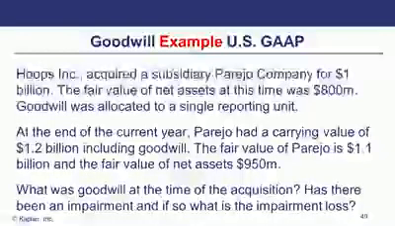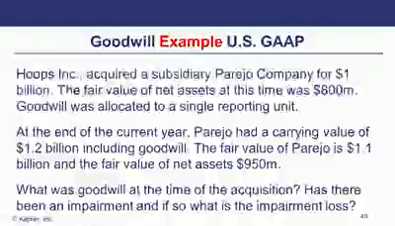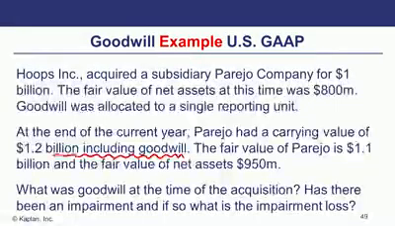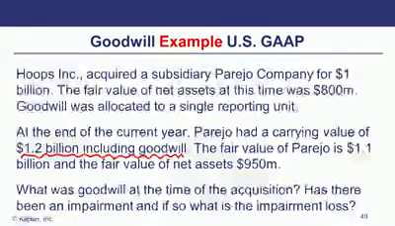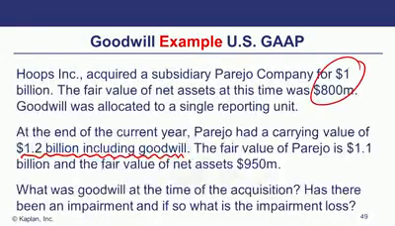At the end of the current year, Parejo had a carrying value of 1.2 billion. So the total balance sheet value of our subsidiary is now 1.2 billion. Now, of course, when we purchased it, you can see that the goodwill figure would have been 200 million. So that 1.2 billion must be 200 million of goodwill, and the remaining 1 billion must be its net assets, essentially. Now, we're told the fair value of Parejo is now 1.1 billion.